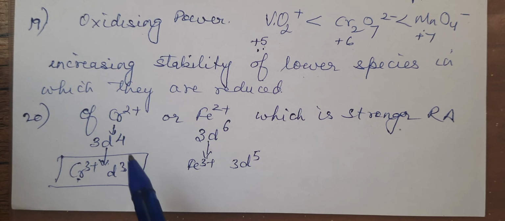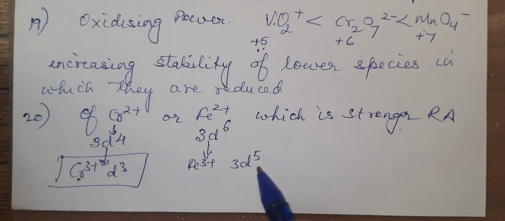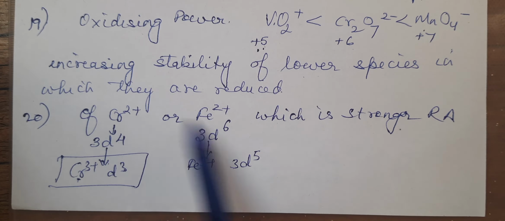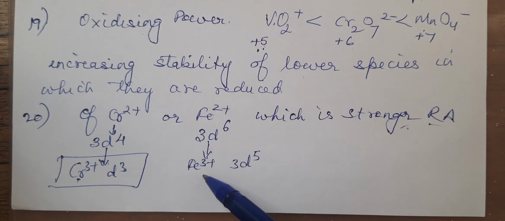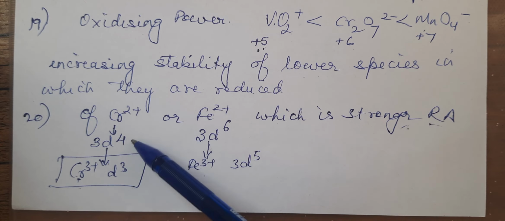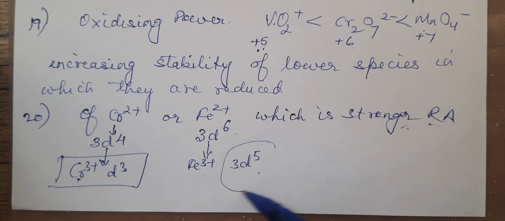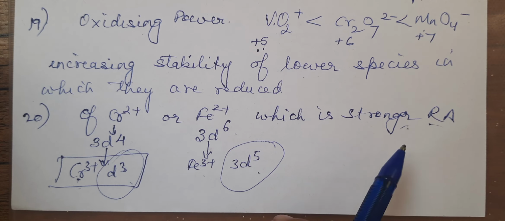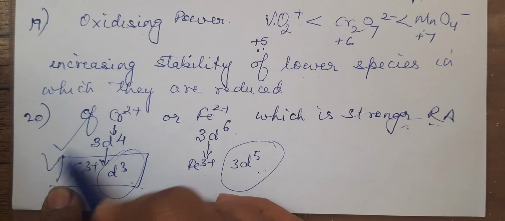Next, out of Cr2+ and Cr3+, which is a stronger reducing agent? You will write the configuration of them. Both are acting as reducing agents, meaning they themselves are undergoing oxidation. This will get oxidized to 3+, this into 3+. In this state it is d4, in this state it is d6. In the other state it is d5 and chromium becomes d3. If you are asked to compare which is more stable, d5 or d3, then you will write down d3.